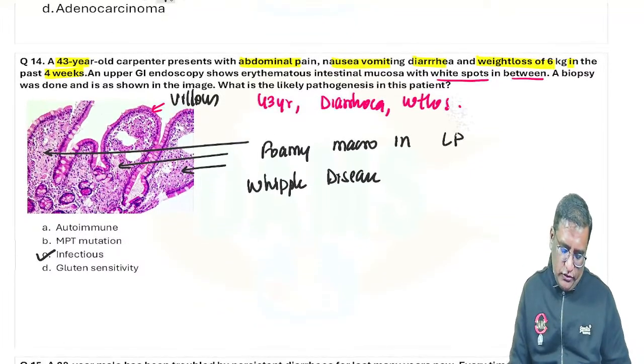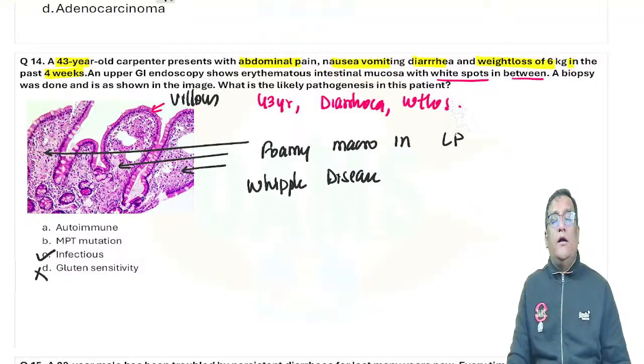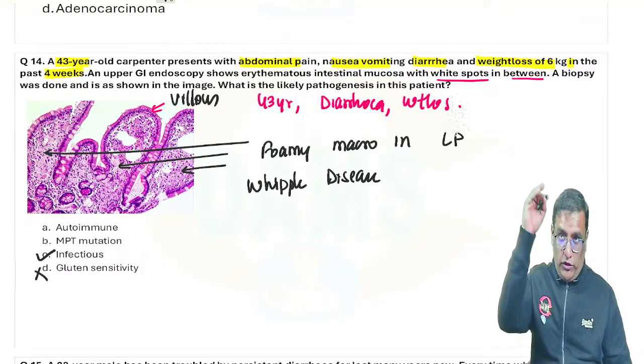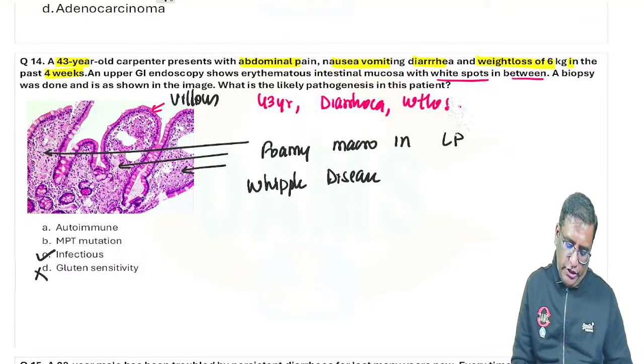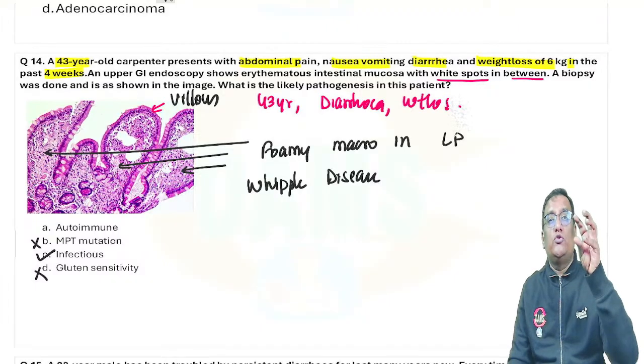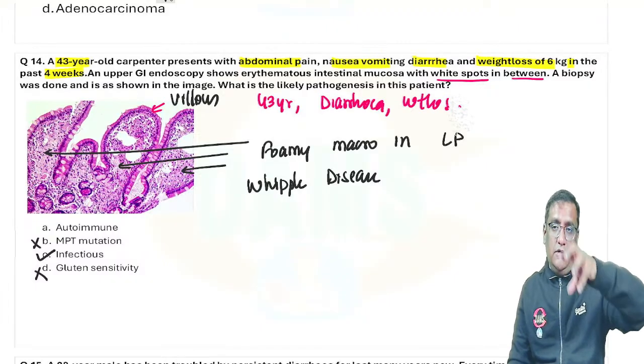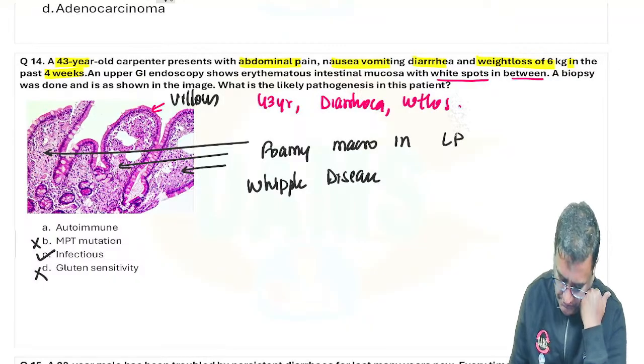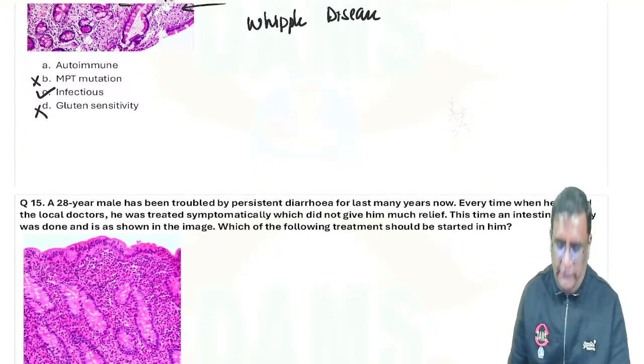Gluten sensitivity? No. Gluten sensitivity will be celiac. Celiac will have atrophy or blunting of villi. MTP mutation? No. MTP will show vacuoles within the epithelial cells. Right? Next. Question 15.